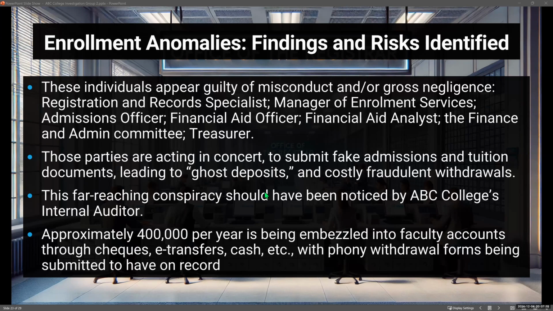This is a far-reaching conspiracy that certainly should have been noticed by ABC College's internal auditor. And there's definitely more ins and outs to this subcase, but we can't get to them. Approximately $400,000 per year appears to be being embezzled into faculty accounts through checks, e-transfers, cash, with phony withdrawal forms being submitted.